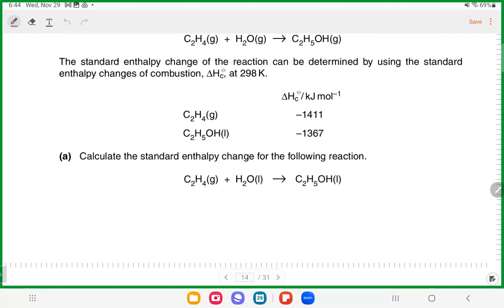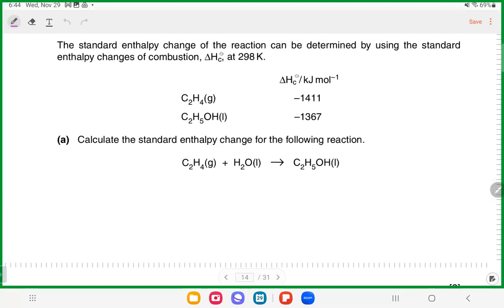This question: the standard enthalpy change of the reaction can be determined by using standard enthalpy changes of combustion. The combustion value of this C2H4 is minus 1411. And what is the combustion value of water? 0. Water or carbon dioxide or oxygen is always 0.